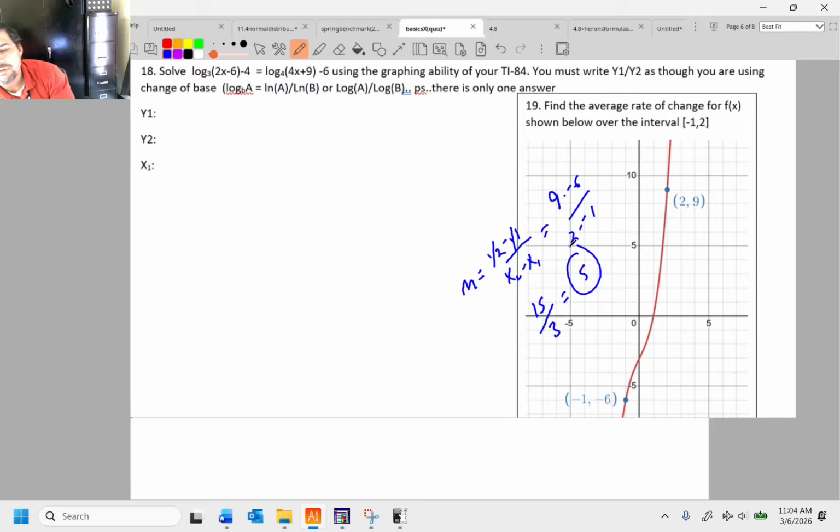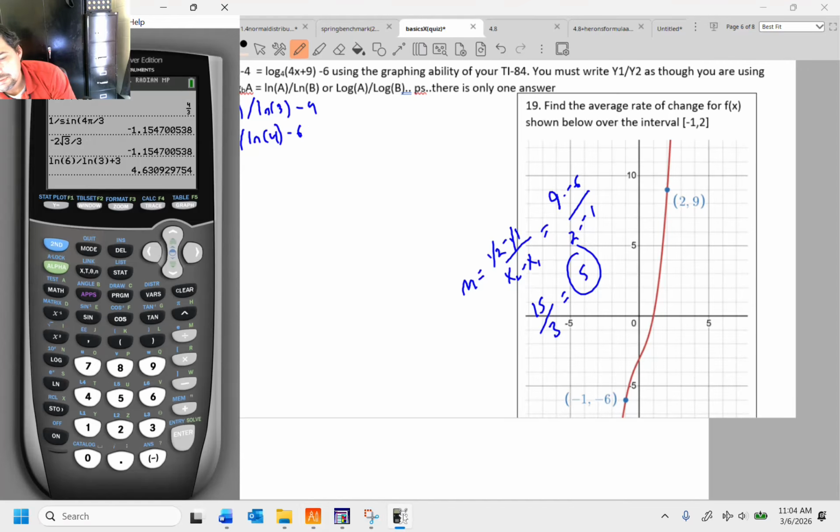18. You are supposed to, first off, write these using change of base so that you can push the buttons in your calculator. So that's the natural log of 2x minus 6, sitting pretty over the natural log of 3, and then take away 4. This guy is the ln of 4x plus 9, sitting pretty over the natural log of 4, and then take away 6. And now I'm going to go push some buttons in my TI-84. That's what I'm going to do.